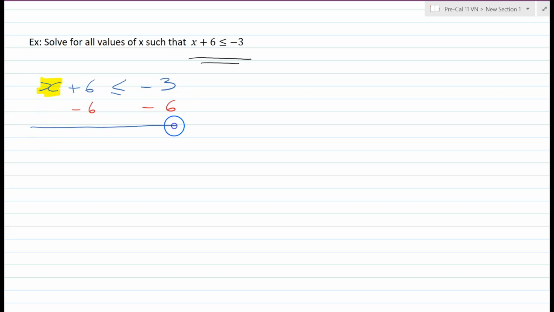Okay, and let's go through that, and you already know that, so let's go ahead and do that. When you simplify, you get x less than or equal to negative 9, because negative 3 minus 6 is negative 9. And in this case now, we're going to put it on a number line.